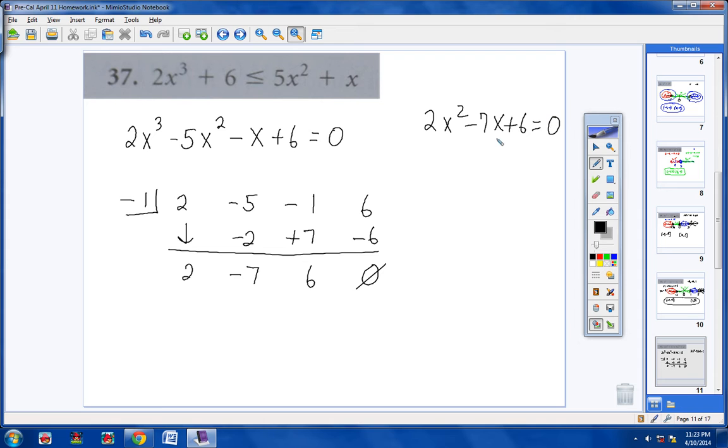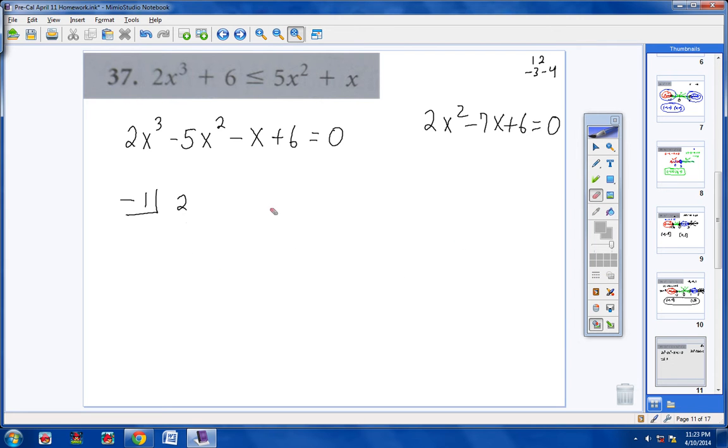Now I believe that's factorable. If you take 2 times 6, you will get 12. And if you then multiply negative 3 and negative 4, you will get 12. And if you combine those, you'll get negative 7. So moving very quickly now, because we have definitely factored a lot of these this year, let's go ahead and remember that one of our zeros is a negative 1.